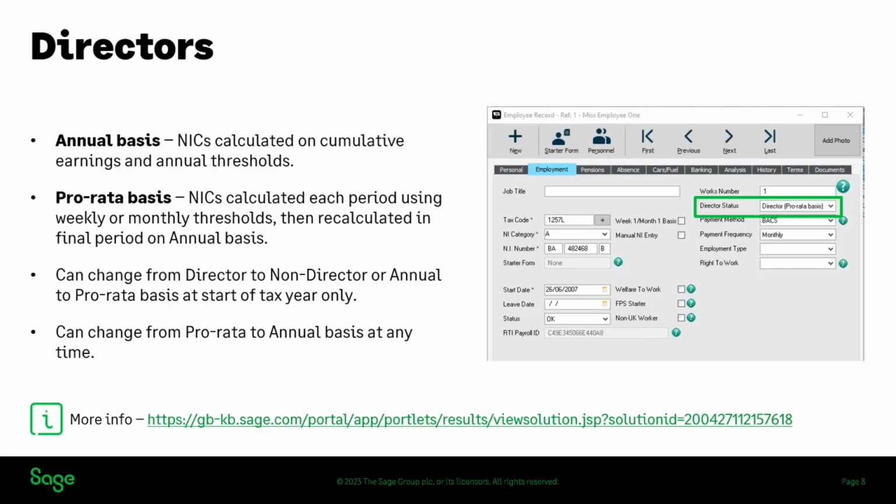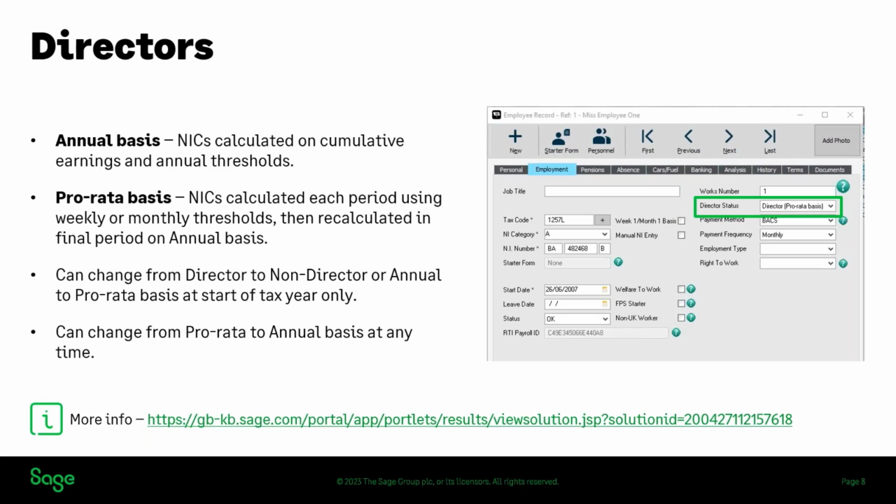When it comes to company directors, there are special national insurance rules that apply. And the way that national insurance is calculated for a director throughout the year will depend on the director status that you've assigned to them. So first of all, let's look at the 2 director statuses. There's the annual basis and the pro rata basis.